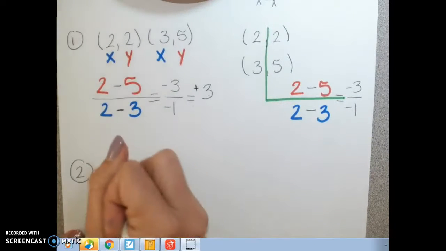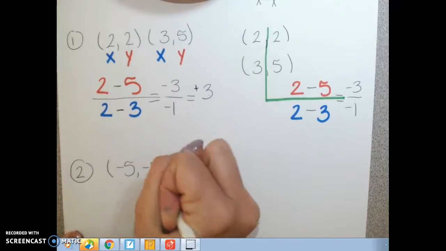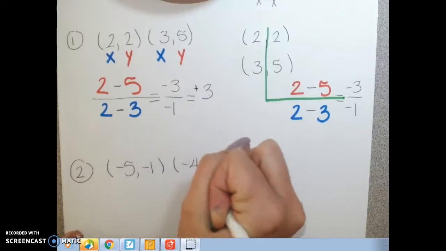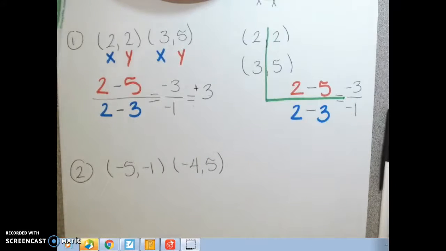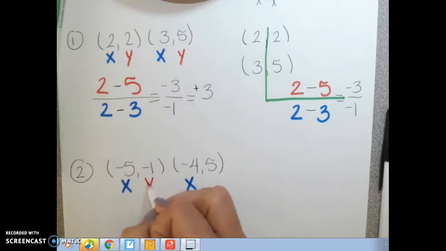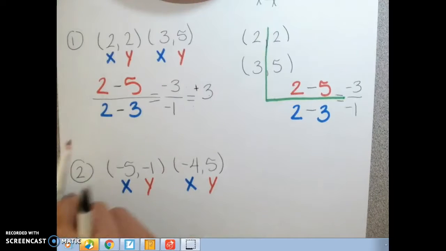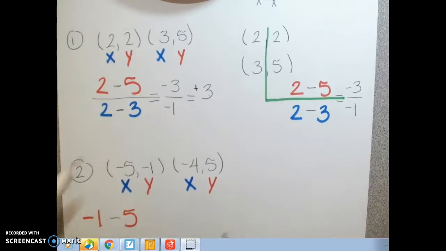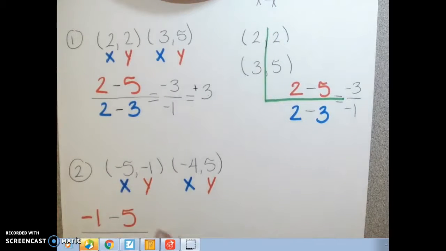Let's do negative 5, negative 1, and negative 4, 5. We're going to have y minus y over x minus x. X's come first. Y would be negative 1 minus 5 over negative 5. Always subtract negative 4.